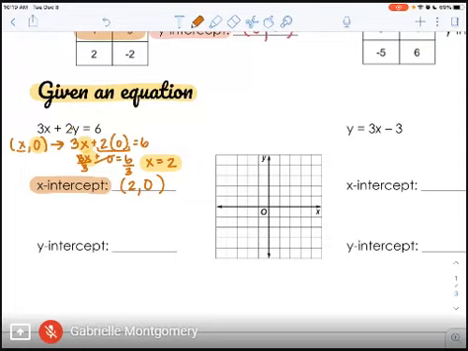I can then put that point on my graph over here. (2, 0) is right here. That's my x-intercept value. So here's my question. If I can plug in 0 for y to find my x-intercept, how do you think we could find our y-intercept? Yeah, we're going to plug in 0 for x.